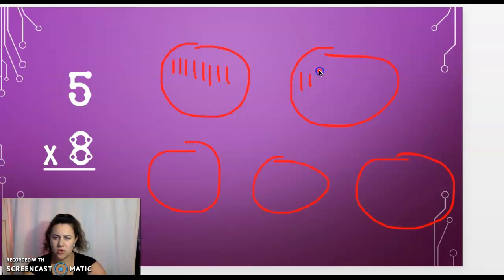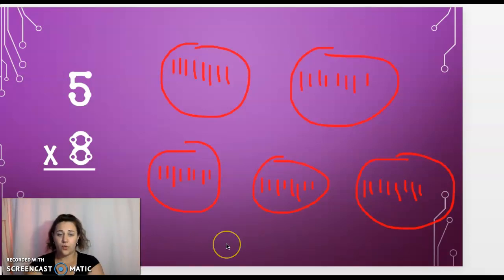1, 2, 3, 4, 5, 6, 7, 8, and so on for each group. Whew. Okay. So now we have our 5 groups with 8 in each group.